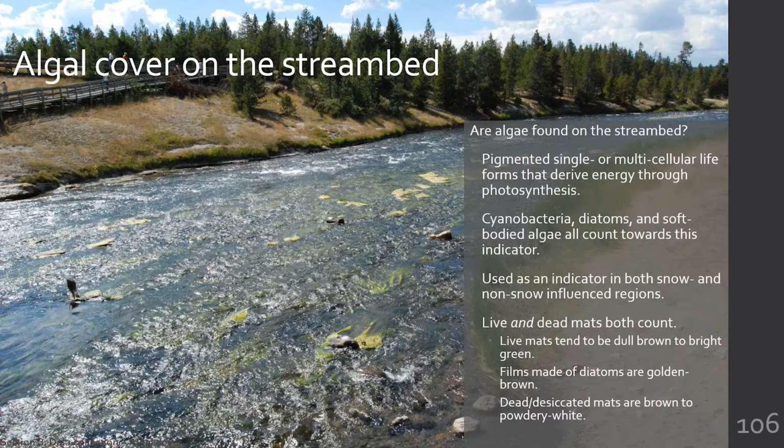And dead mats can be particularly important in a dry reach. Live mats, you tend to have bright green or dull brown colors. If you have a lot of diatoms, they tend to be golden brown sheens, kind of slippery and mucus-like. And when you're talking about dried mats, they're often brown or powdery white. If they're fresh, they might have a greenish hue.